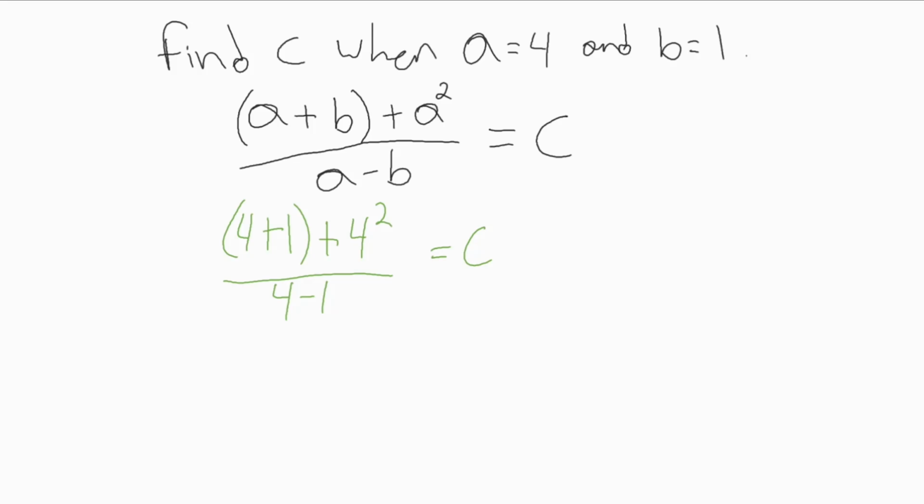Now we need to simplify down that left-hand side. 4 + 1 gives me 5. 4 squared gives me 16. 4 - 1 is 3. That equals c. 5 + 16 gives me 21 over 3. So we end up with c equaling 7.